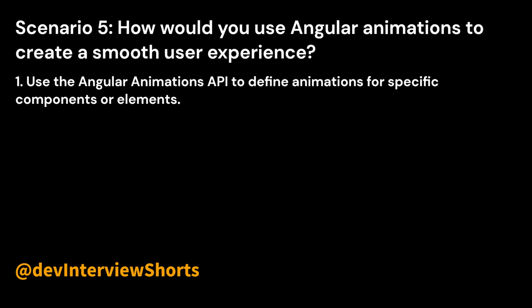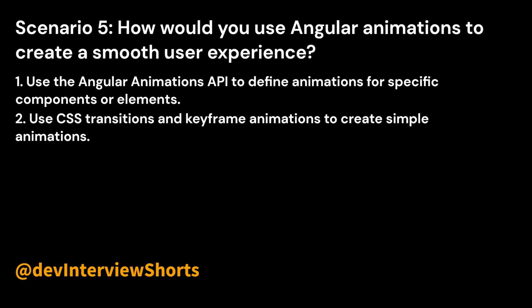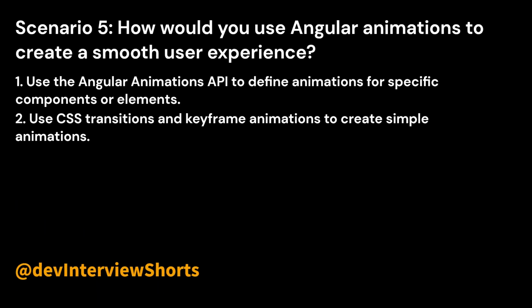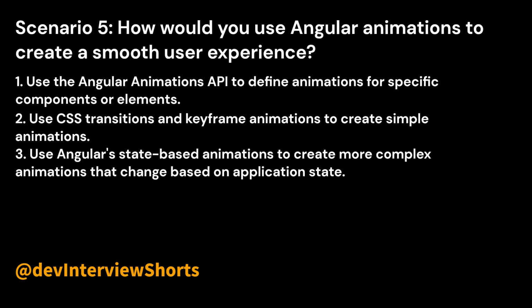Step 1. Use the Angular Animations API to define animations for specific components or elements. Step 2. Use CSS transitions and keyframe animations to create simple animations. Step 3. Use Angular's state-based animations to create more complex animations that change based on application state.